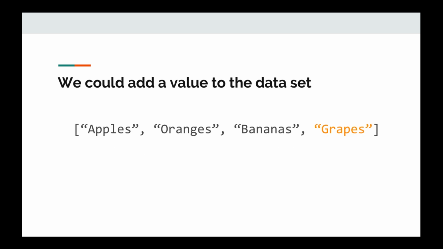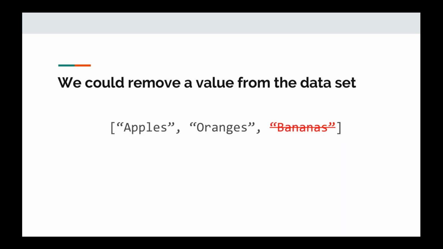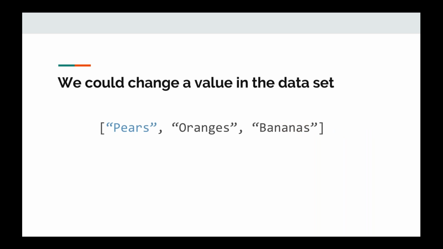All right, so that's the three ways we really think about data sets that change, is that we either add a value into it, so we could add grapes to the data set. We could remove a value from it, maybe bananas drops out, or we could update a value in the data set, like maybe apples becomes pears, right? This kind of thing can happen when you're filtering your data, like if you're building an interactive visualization, maybe someone's doing some other manipulation, like changing a parameter that should update the data.